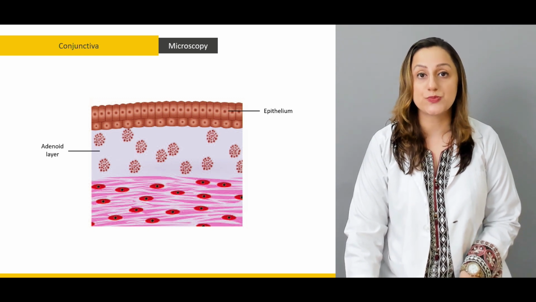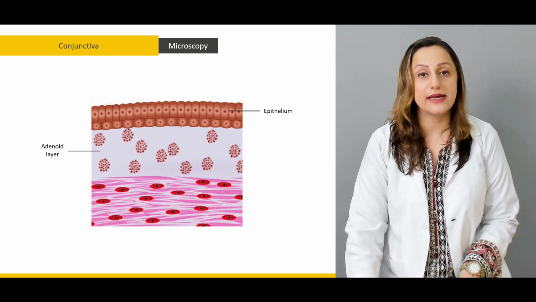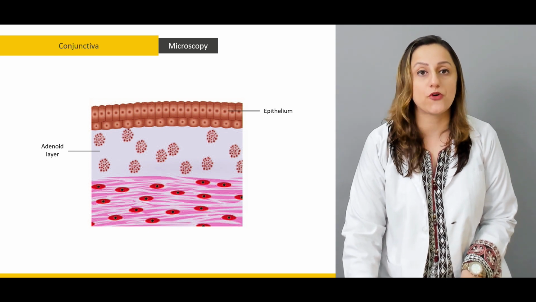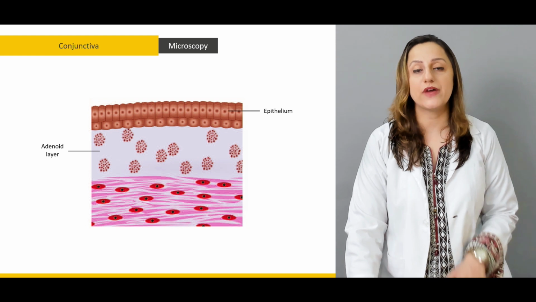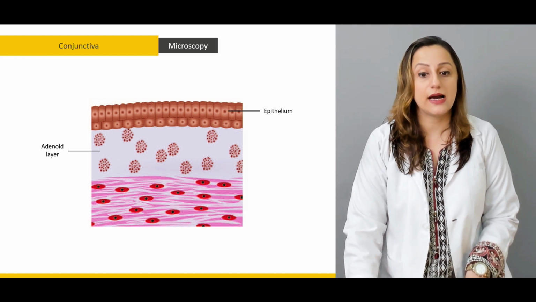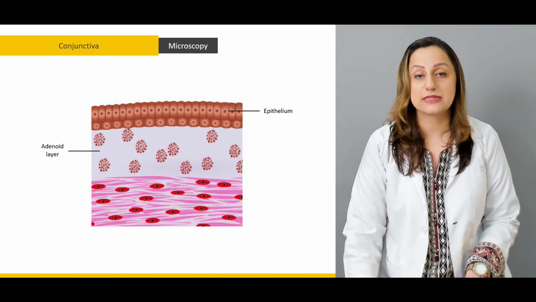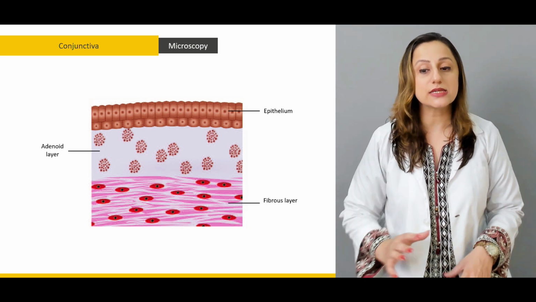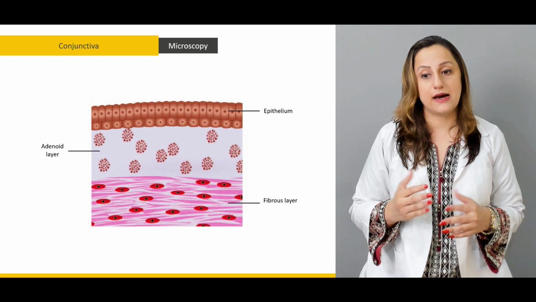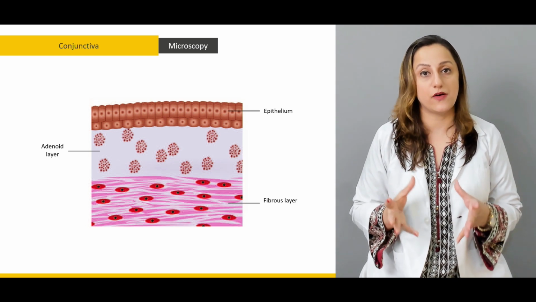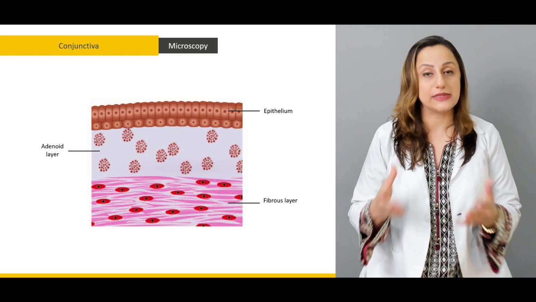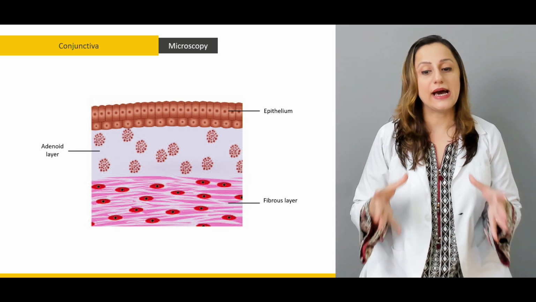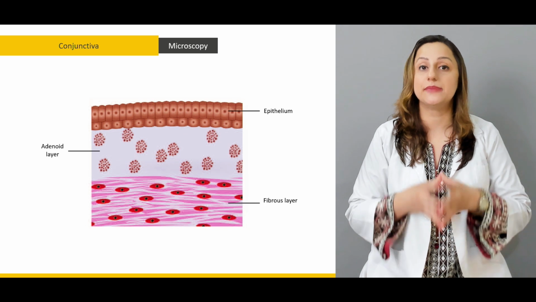The adenoid layer has the lymphoid tissue that has its own protective functions. So whenever the conjunctiva is suffering from inflammation or from some infectious states, this adenoid layer comes into play, and the lymphoid tissue provides the protective functions over here. And then we have the fibrous layer. So these are the 3 important layers that we come across upon the microscopy of the conjunctiva. Naming them: the epithelium, the adenoid layer, and finally the fibrous layer, which has the elastic tissue and also contains the blood vessels.